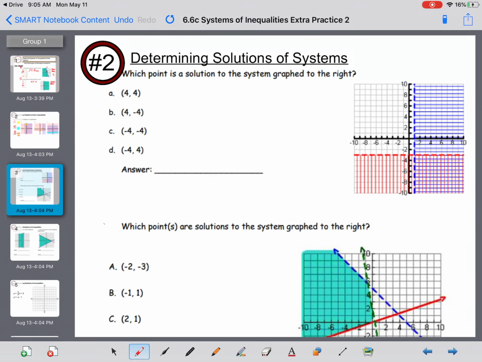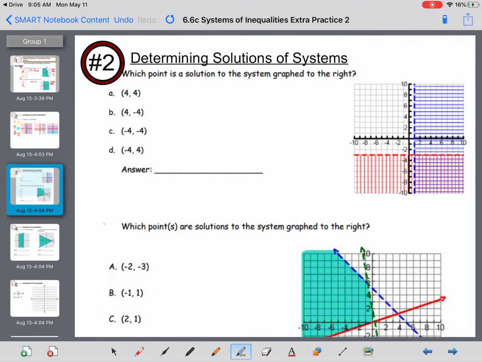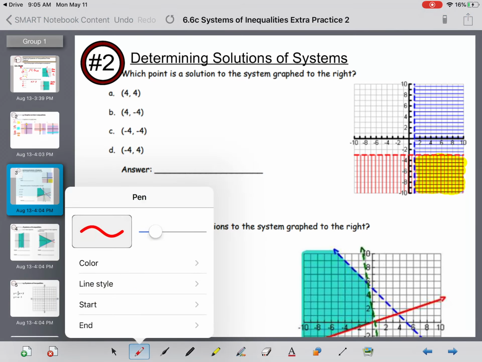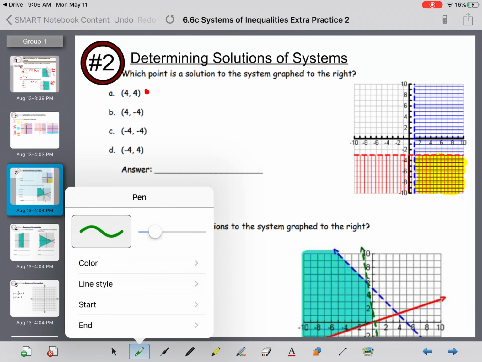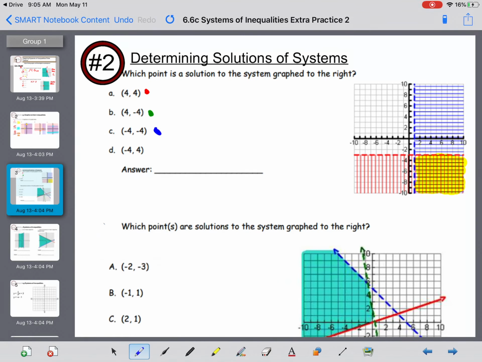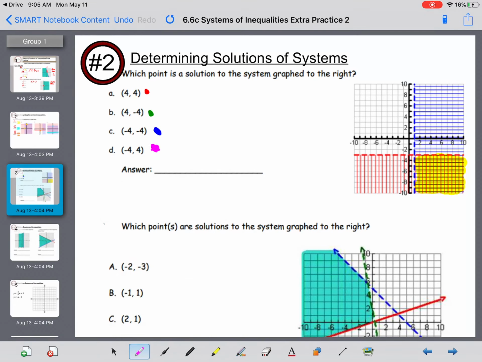Determine the solution. Okay. Which points are solutions to the system graphed to the right? So remember, your solution set is where the two shaded regions overlap each other on the graph. And we will highlight that in yellow. So where the red shading and the blue shading overlap is this area right in here. What I'm going to do is I'm going to appoint each of these points a color, and we will plot them on the graph.